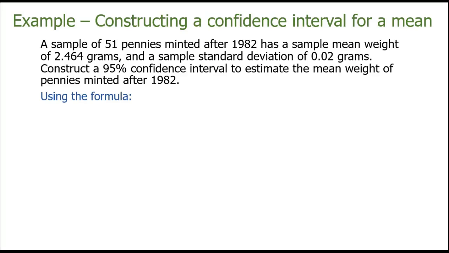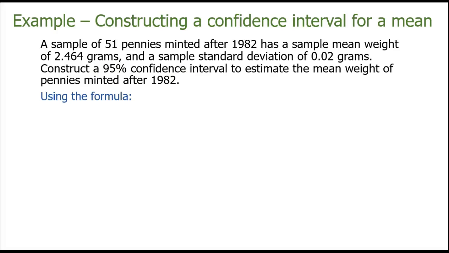Here's an example of constructing a confidence interval for a mean. For this one, we're going to do it two different ways. First, we're going to do it using the formula, and then we're going to do it using just Statcrunch. In this one, we've got a sample of 51 pennies, and we have some sample data. So we have the sample mean, sample standard deviation, and we want to construct a 95% confidence interval to estimate the mean weight of the pennies.